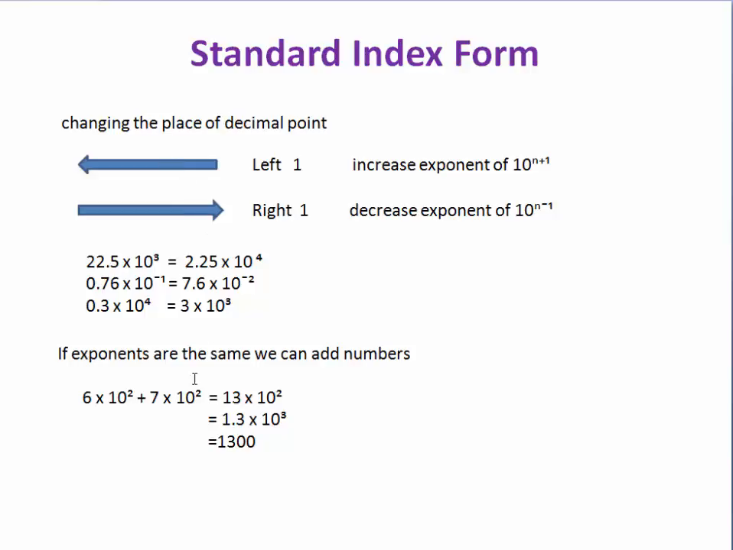Then using this rule, we convert this into standard index form. This 13 becomes 1.3 times, and because we're moving left one place, we're going to increase this exponent by 1, so increase the 2 by 1 to give us 3. So 1.3 times 10 to the power 3, which is 1,300 in non-standard index form.